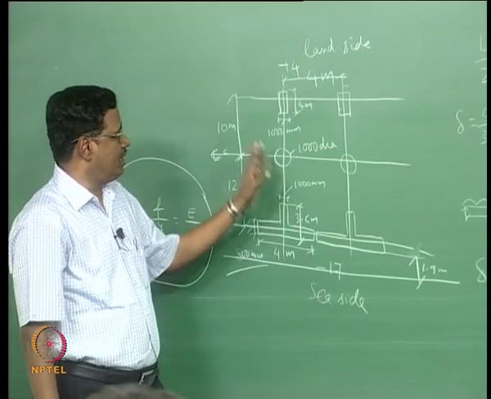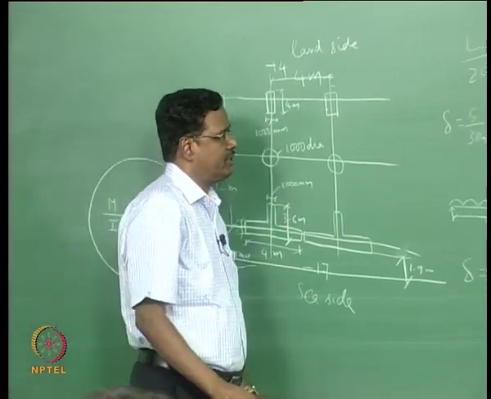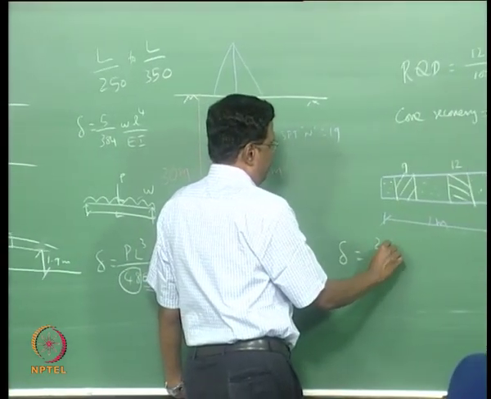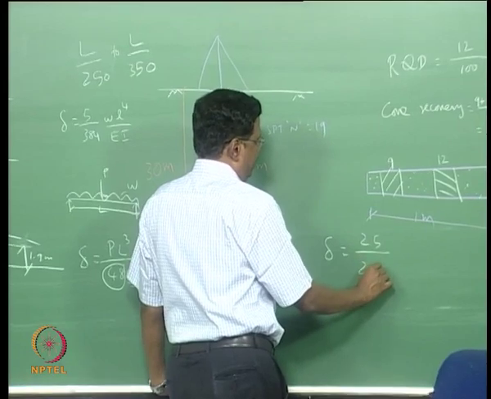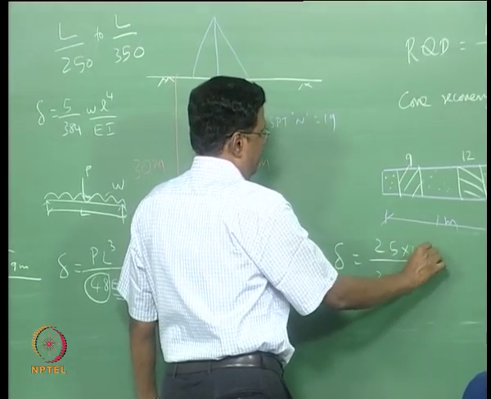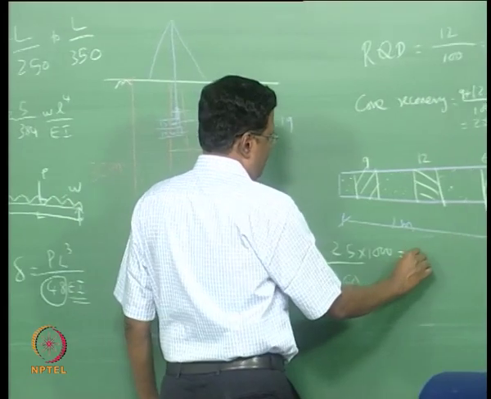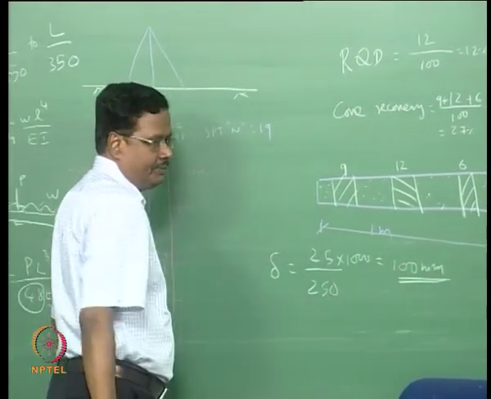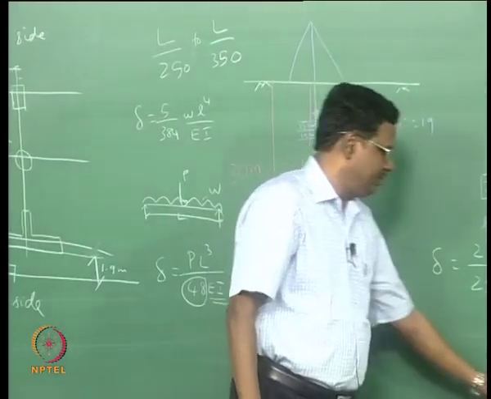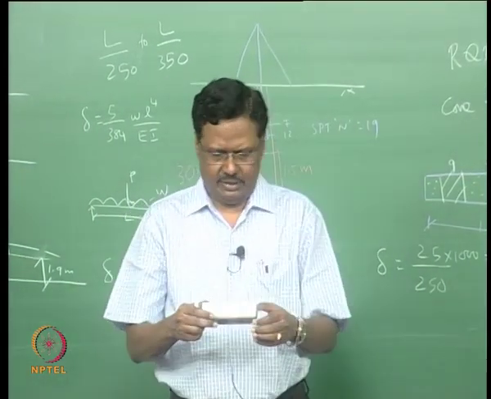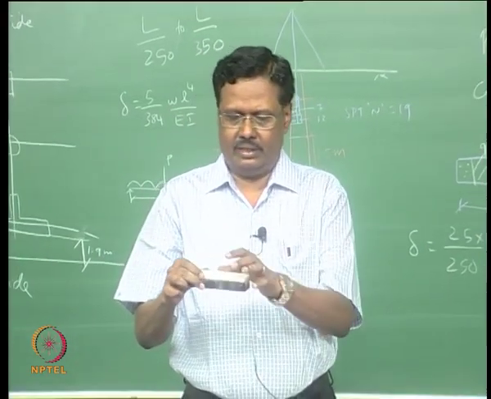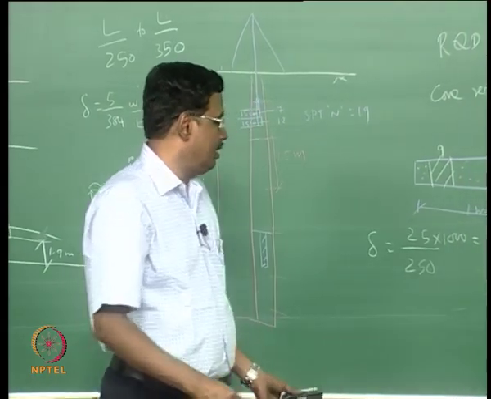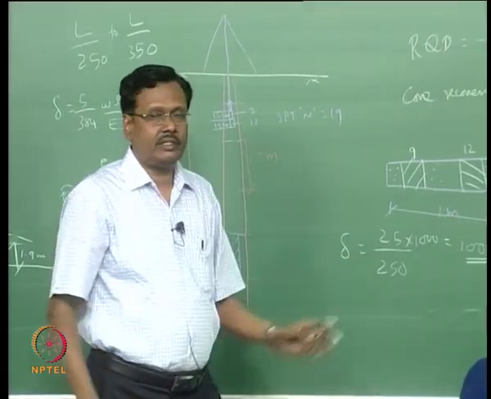Suppose let us say that the span is about 25 meters, permissible deflection for a 25 meter span is 25 by 250 into 1000, which is equal to 100 millimeters. 100 millimeter is how much? I think somewhere here like this will be about 100, maybe the cell phone size length, may be 100 millimeters. The diaphragm wall permissible deflection can be 100 millimeter.